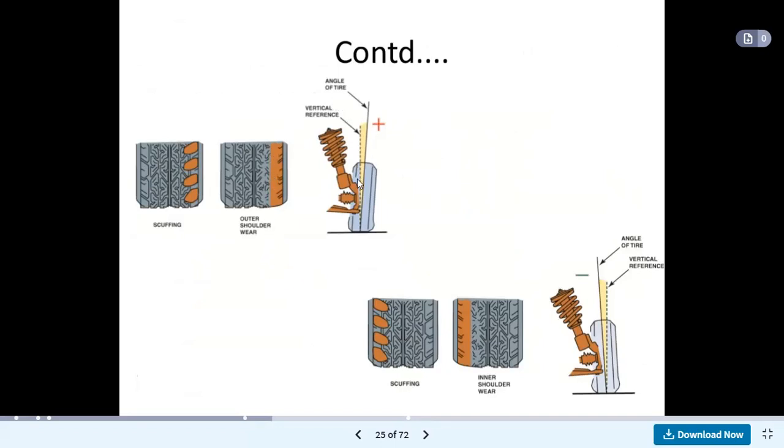The angle of the tire and the vertical reference, this is the reference line. So scuffing is there, and inner shoulder wearing takes place in this case. Okay, so these are the different effects.